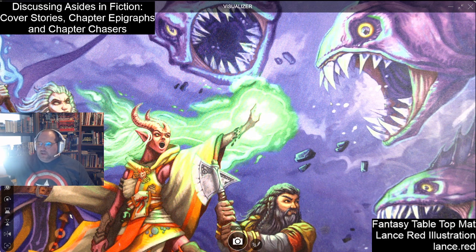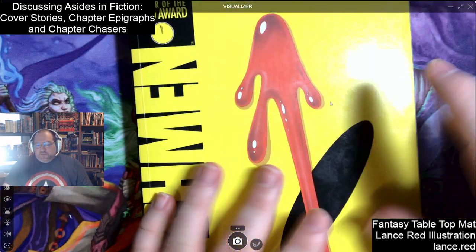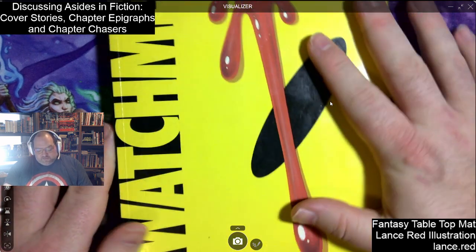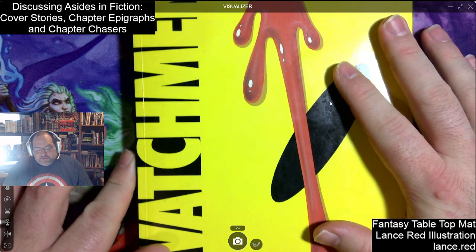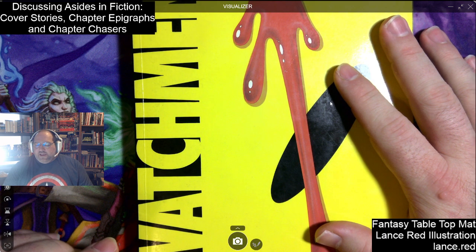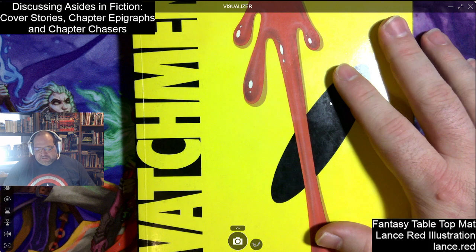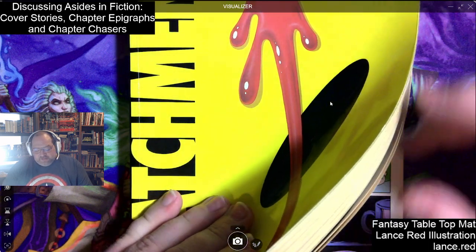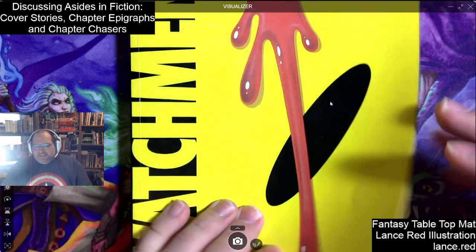What I also want to talk about is chasers. So here we got Watchmen by Alan Moore. I was thinking about this copy. I bought this in 2004 or spring of 2005 when I was at Kentucky Christian University. I can see the yellowness of the pages.